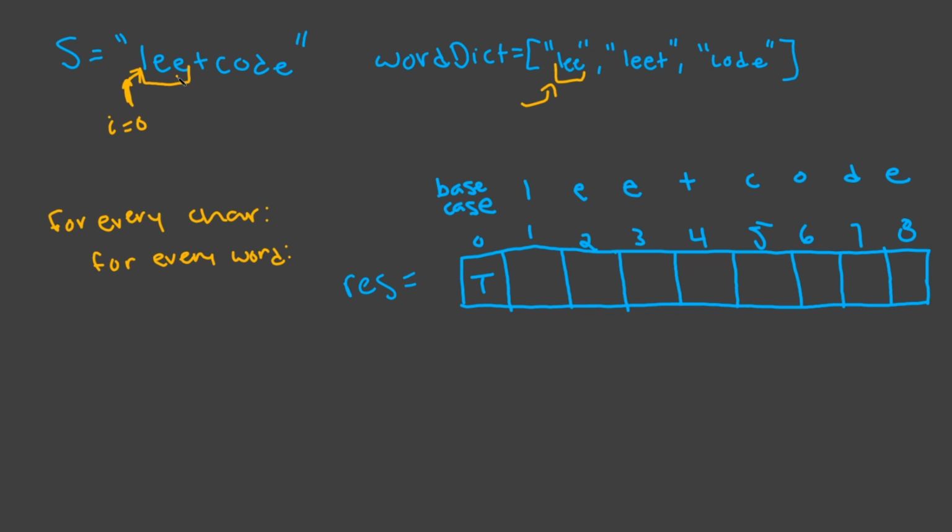Well, since we're doing dynamic programming, we probably want to use our previous result somehow. But this is our first iteration where we actually found a result. And that's what our base case is for. So we want to set result at I plus the length of the word equal to result at I. And currently you see our I is 0. So if you go to I equals 0, we get true. And then the length of this word is 3. So I plus 3 would be 3. So we're going to set this equal to true.